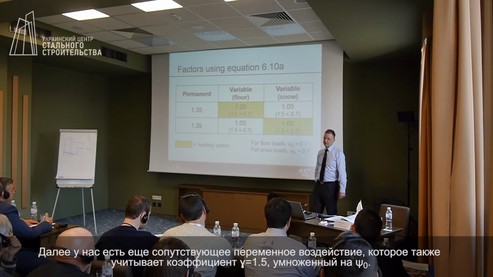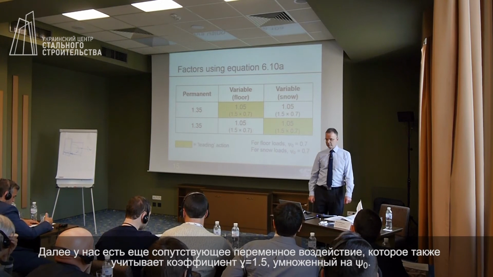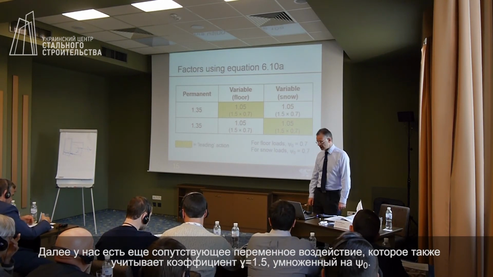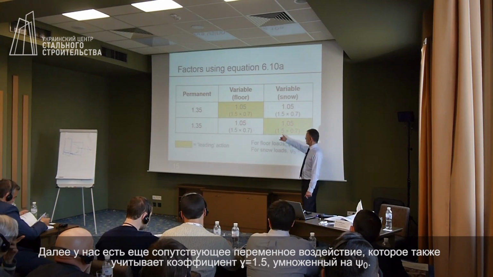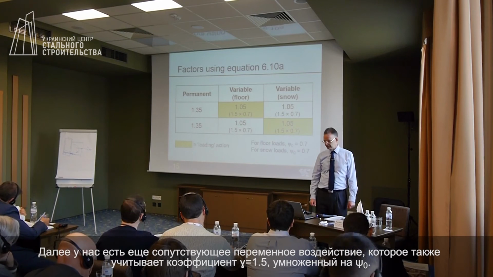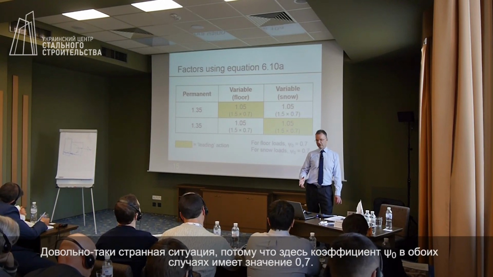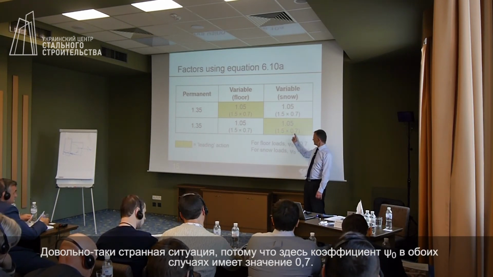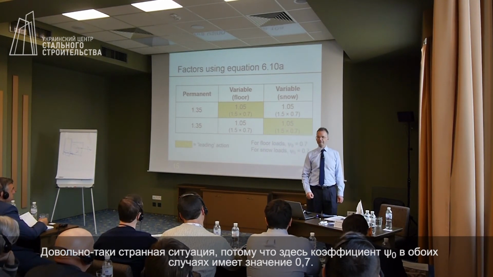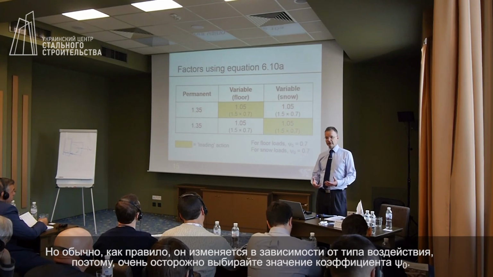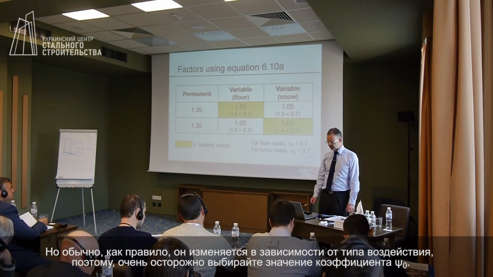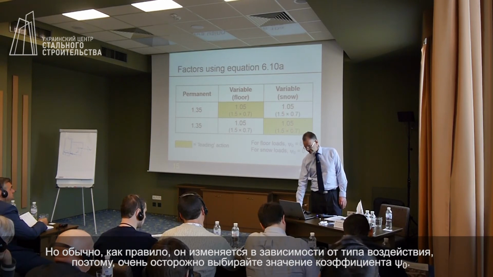Then we have the second variable, or the accompanying variable action, and that also has the gamma factor, which is always the same, multiplied by psi naught. This is a slightly strange situation, because psi naught in both of these cases is 0.7. But in general, it will vary with the type of load. So you need to be very careful when choosing your psi naught values.